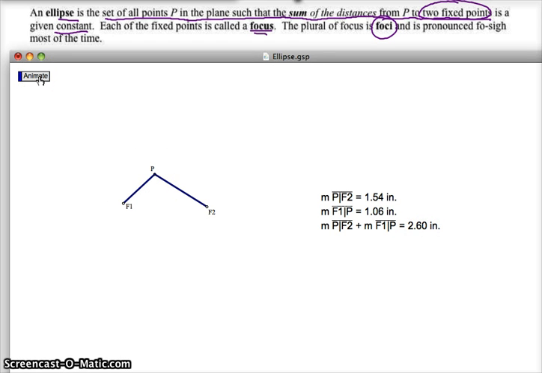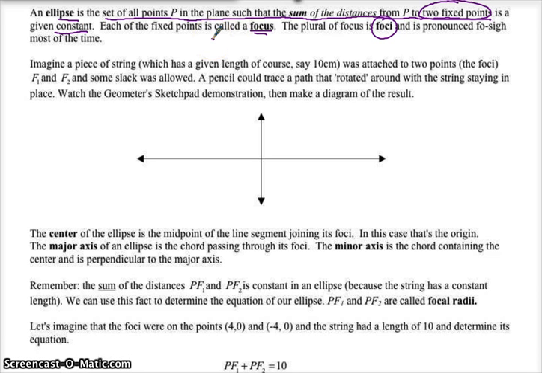Now, what happens? So if I animate this, notice this sum never changes, but that point in the plane keeps moving. And if that point in the plane keeps moving, but it's limited to this length being the same, right? This length always has to be the same. So animate. See how it never changes, but what does it create? It creates an ellipse.